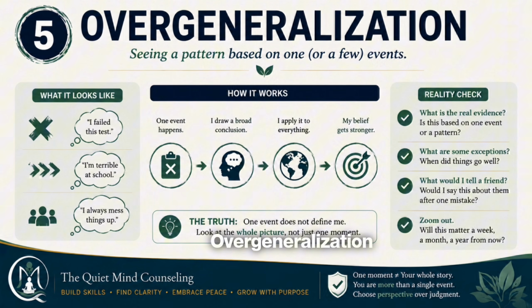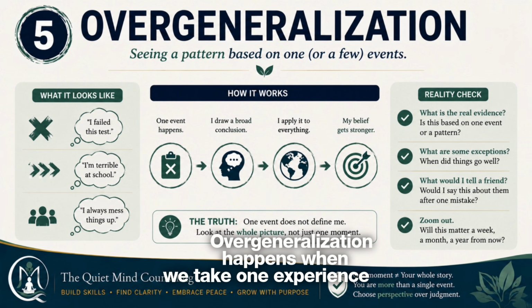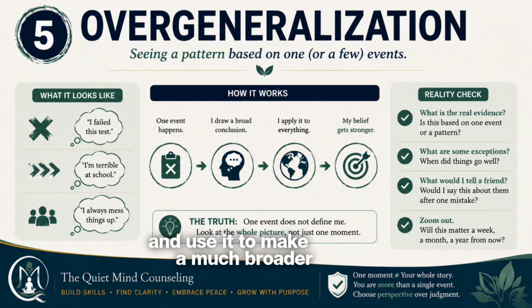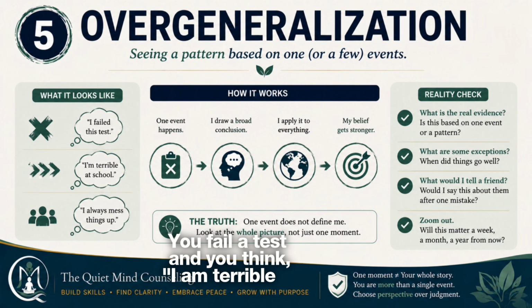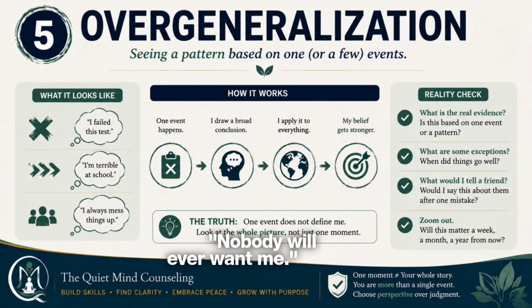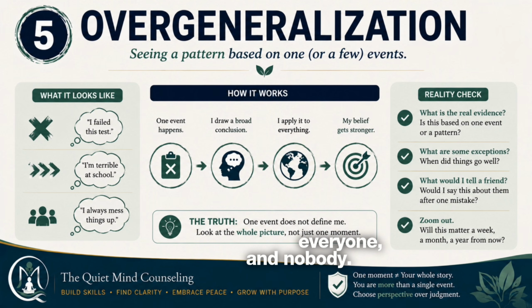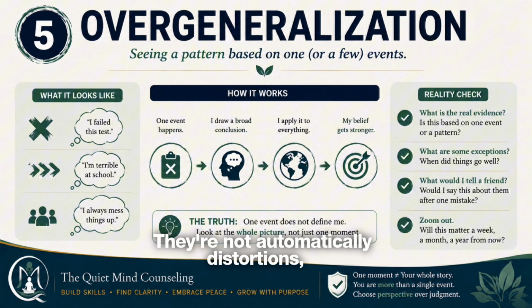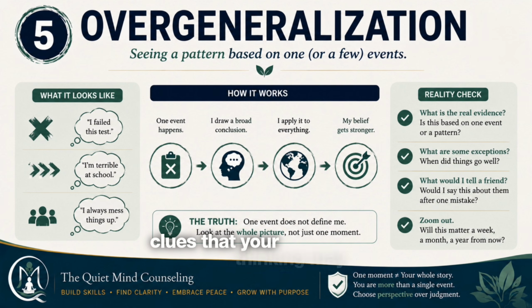Overgeneralization. Overgeneralization happens when we take one experience and use it to make a much broader conclusion. You fail a test and you think, I am terrible at school. Someone rejects you and you think, nobody will ever want me. You make a mistake and you think, I always screw things up. Look for words like always, never, everyone, and nobody. They're not automatically distortions, but they can be clues that your thinking may be becoming overly broad.